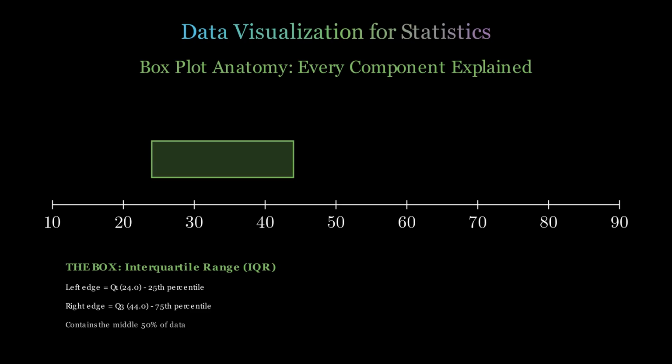The width of the box reveals the data's spread. A wider box means more variability in the central values, while a narrow box indicates tight clustering.